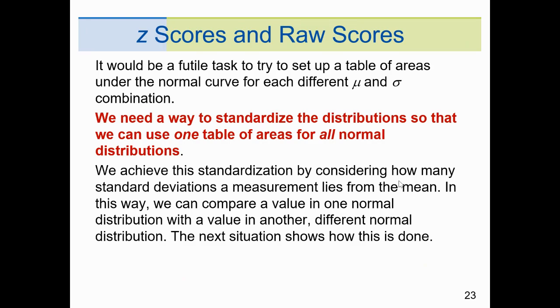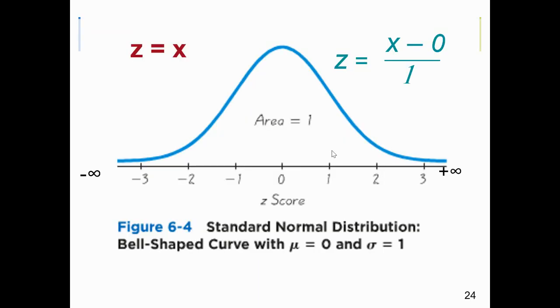So it'd be a futile task to set up a table of areas under a normal curve for each different mu and standard deviation combination. We have 15 problems. They all got different means, all got different standard deviations. We need a way to standardize these distributions so we can use one table of areas for all normal distributions. So once again, this is a standard normal. Now, in a standard normal, interestingly enough, the mean is 0 and the standard deviation is 1. That doesn't really happen. That's kind of a make-believe situation, but it allows us to use this one table. We're going to take all of our different values and standardize them.